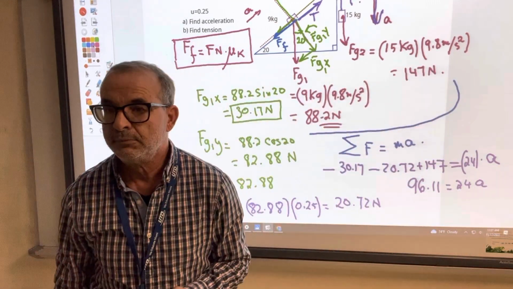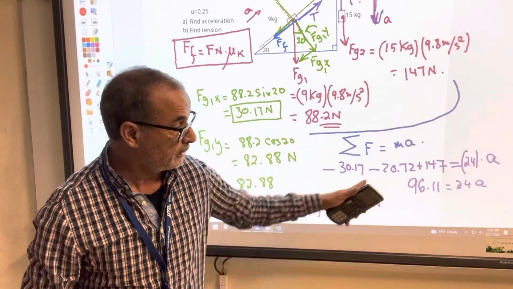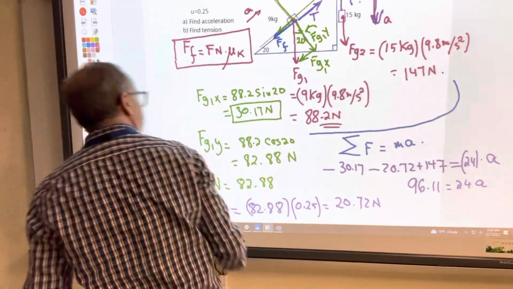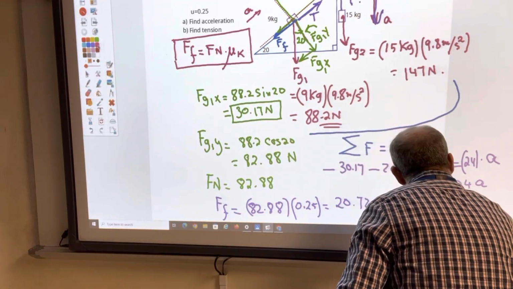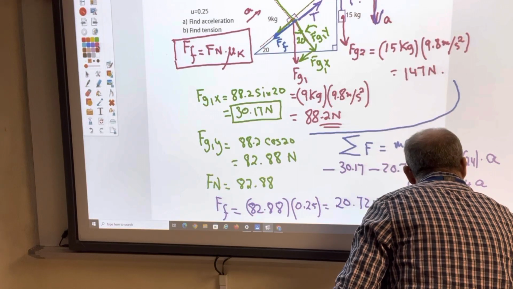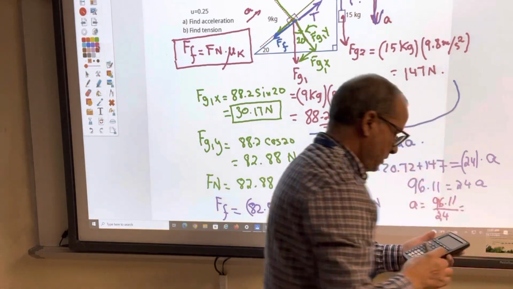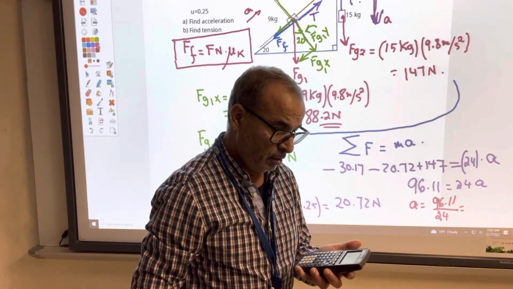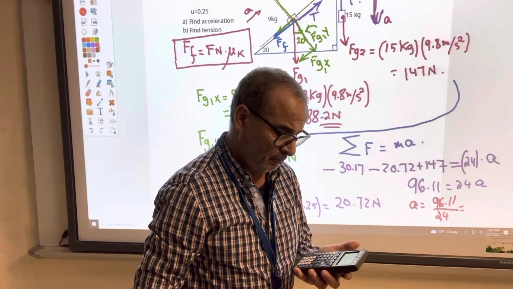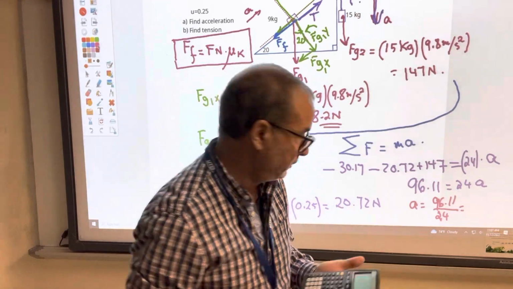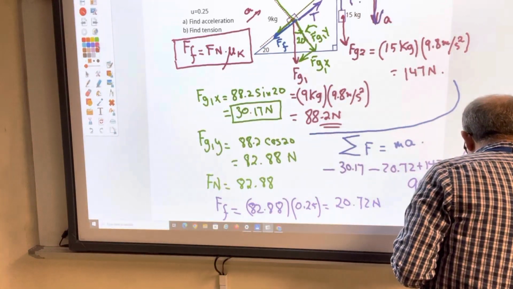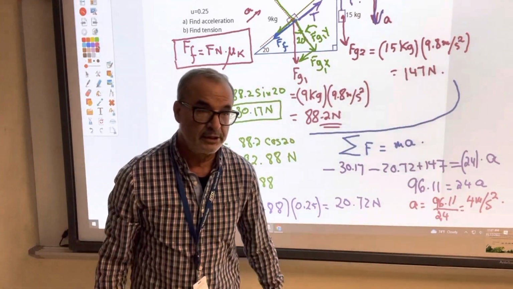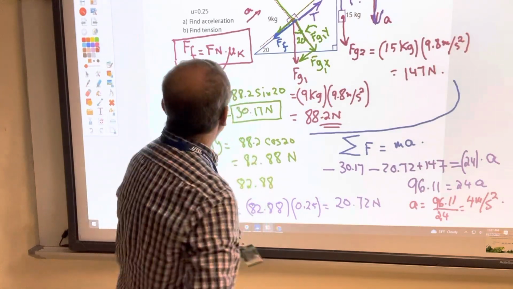We're almost done. So to get the acceleration, we're going to divide 96.11 by 24. So acceleration is 96.11 divided by 24. Let me do that. Divide by 24, I get 4.0045. So we can round it to 4 meters per second squared. There you go, acceleration. Now, what about tension?